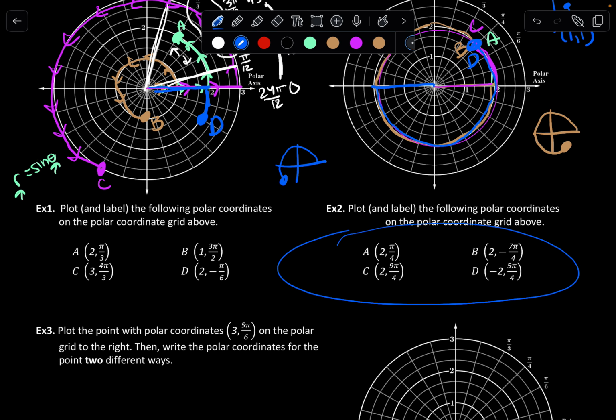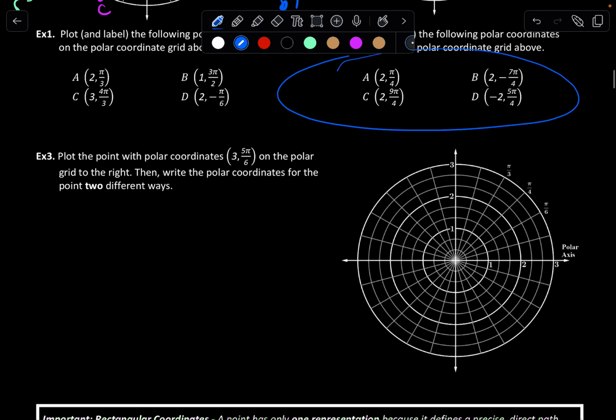Okay. So number 3 says plot the point with polar coordinates 3, 5 pi over 6 on a polar grid to the right. Then write the polar coordinates for the point 2 different ways. So we have a radius of 3. So I'm going to extend out 3. And then 5 pi over 6 is in quadrant 2. So I'm going to sweep all the way to here.